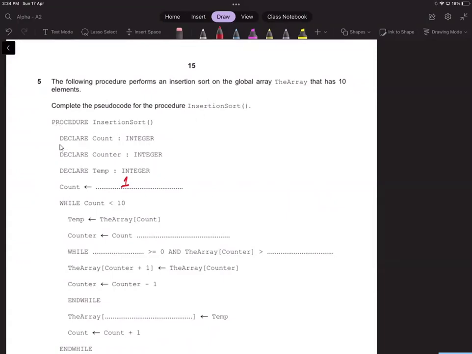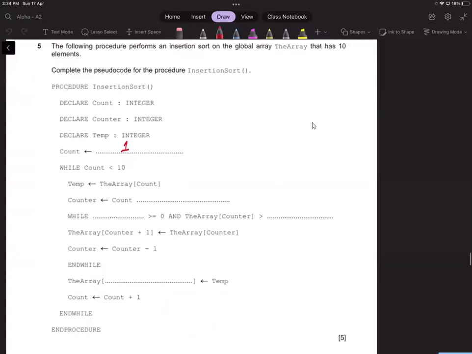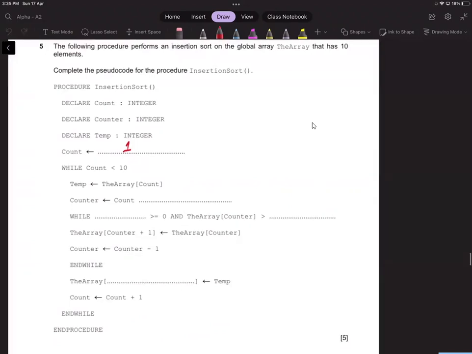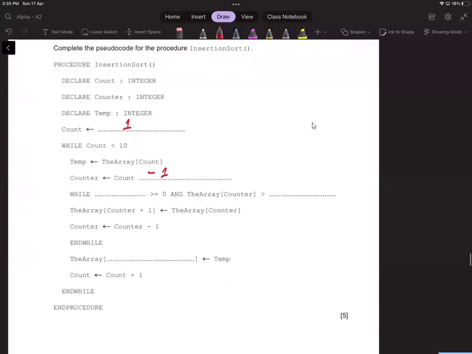Procedure insert sort. Declare count as integer, declare counter as integer, declare temporary as integer. Count is equal to 1, while count is less than 10 because the values are 10 in the array. Temporary is equal to the array count. While count is less than 10, counter is equal to count minus 1. We have to reduce it.